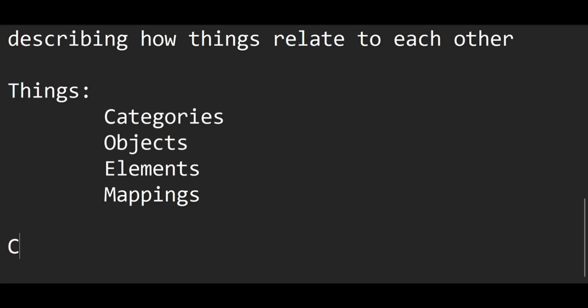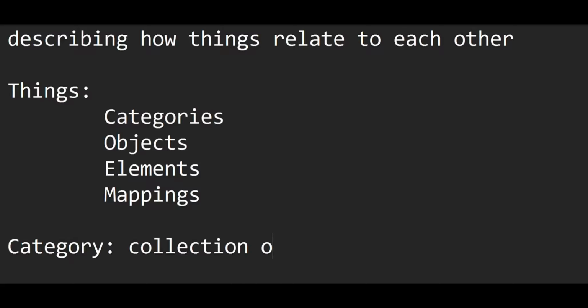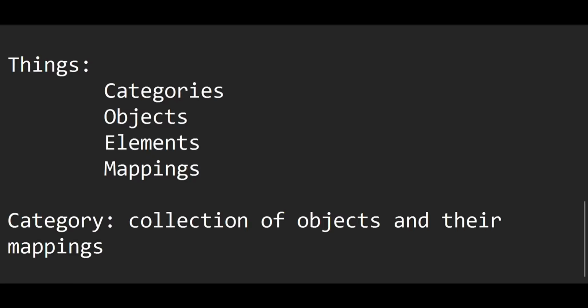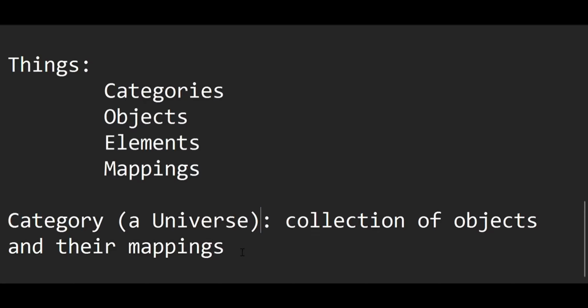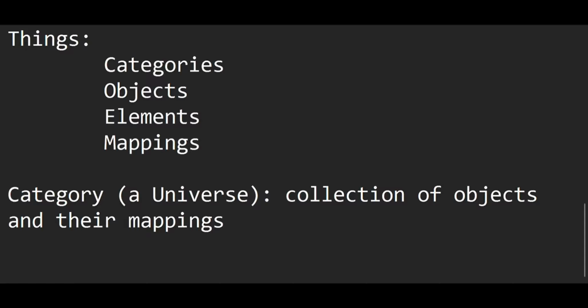So, what is a category? A category is a collection of objects and their mappings. Okay? So when you think of a category, think of it as your own made-up universe. So I'm going to put this in parentheses, a universe. Okay? It is the study of how the objects within your universe relate to each other. So then that brings up the next question.